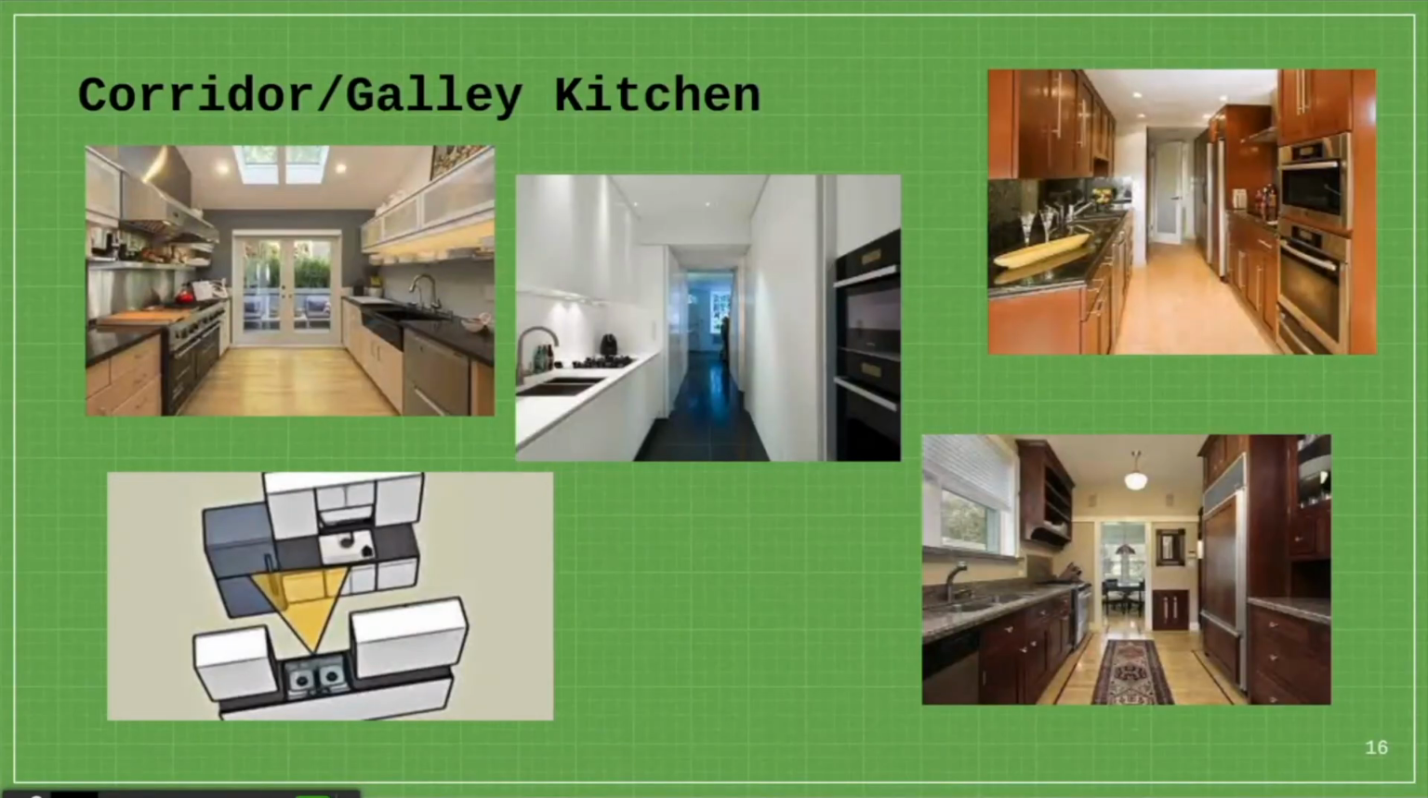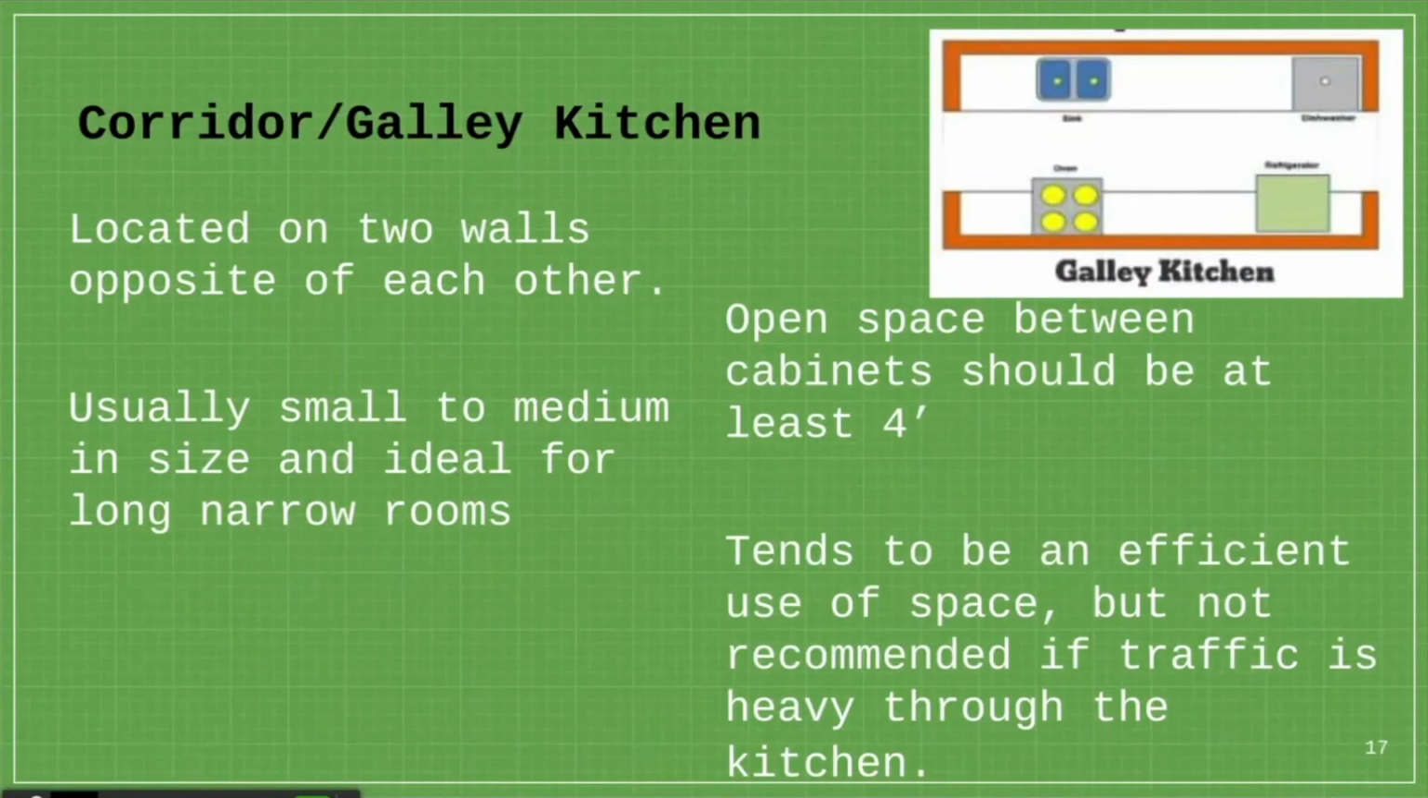So then we have a corridor or galley kitchen. So this is where it kind of looks like you're walking through a hallway with the kitchen stuff on either side. So located on 2 opposite walls, usually in small to medium size, is ideal for a long, narrow room. The open space between these cabinets needs to be at least 4 feet to allow space for somebody to walk, to allow the doors of the refrigerator to open, things like that. It tends to be an efficient use of space, but not recommended if people are going to be constantly walking through here. So that's not ideal to be treating it as a hallway.